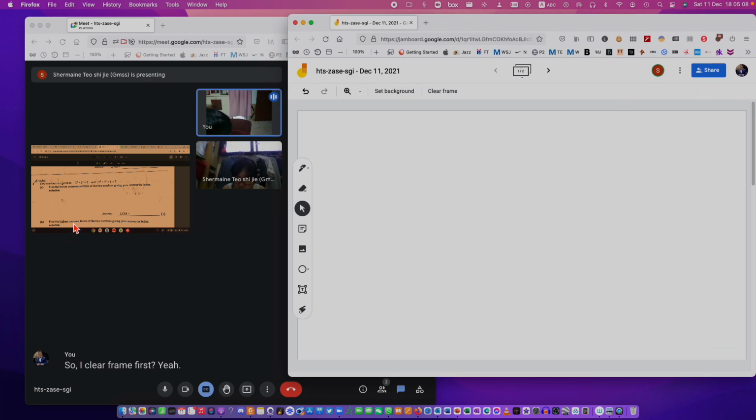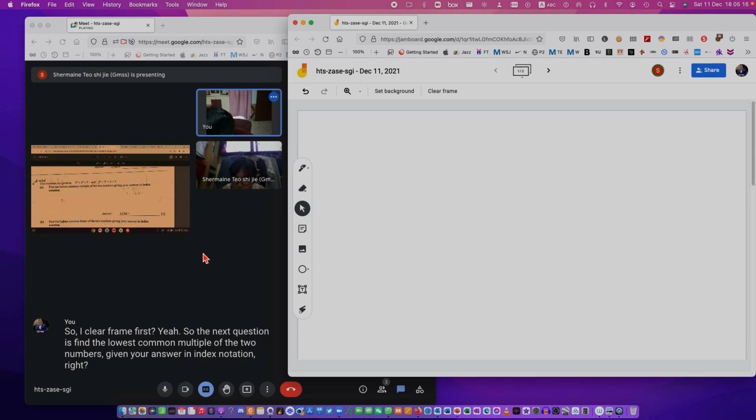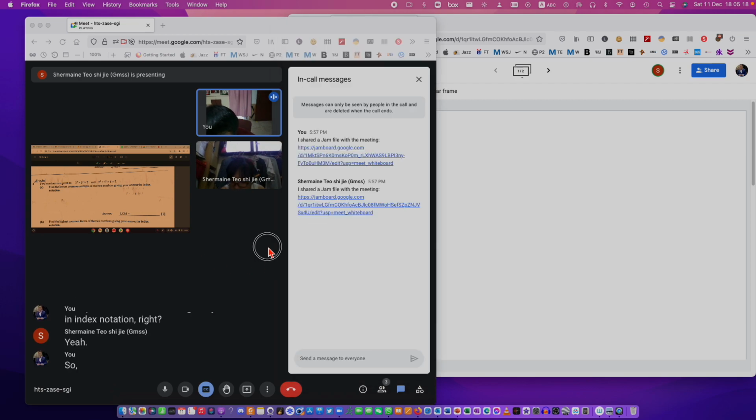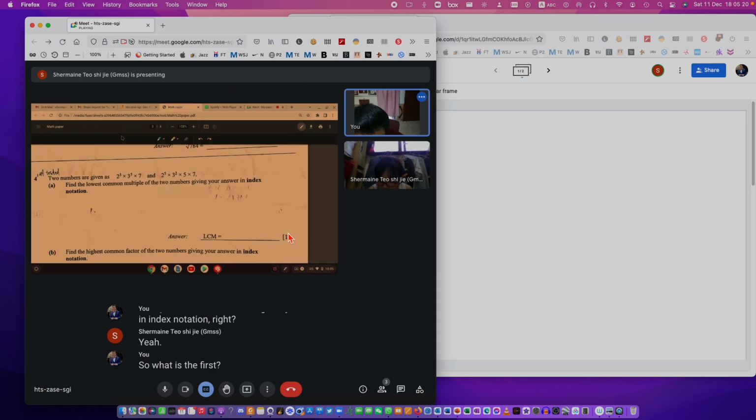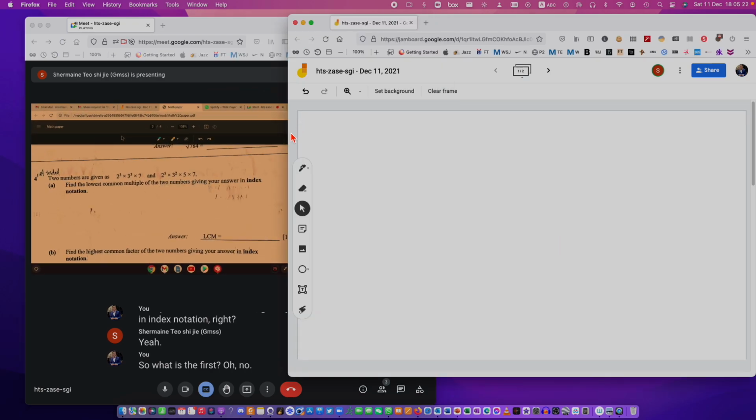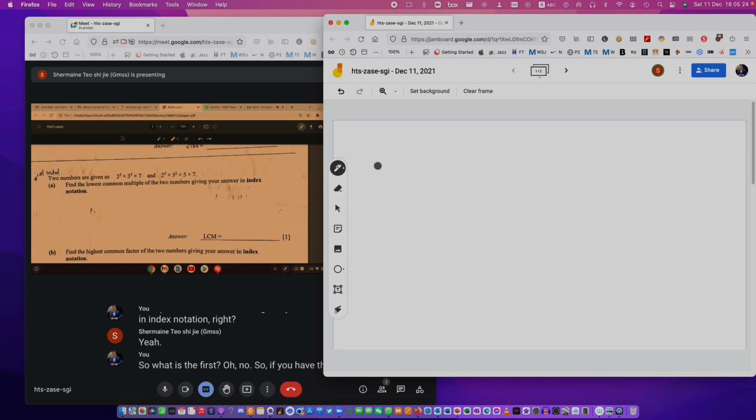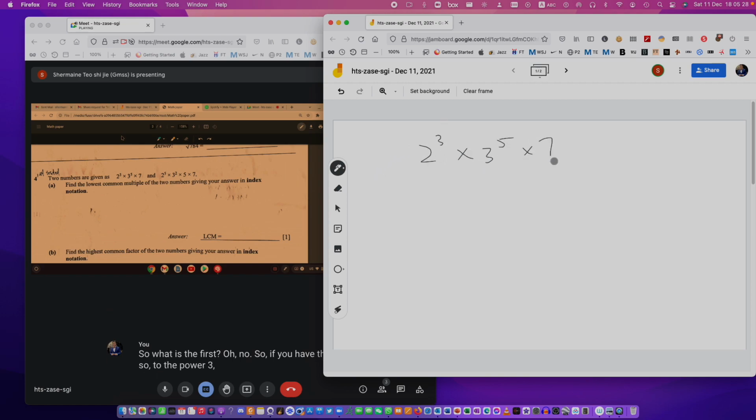So the next question is, find the lowest common multiple of the two numbers, giving your answer in index notation. So if you have this, 2 to the power of 3, 3 to the power of 5 times 7, what's this answer, by the way?